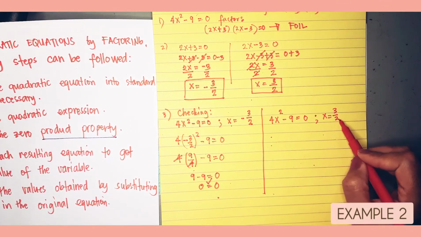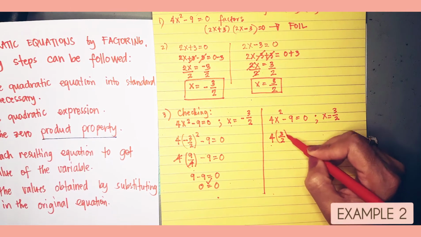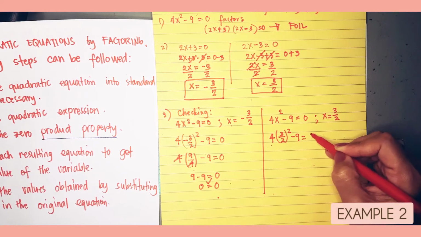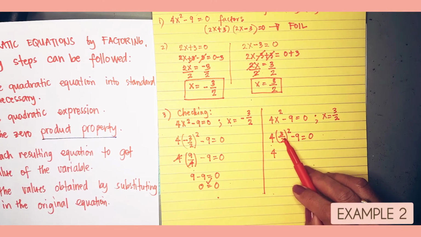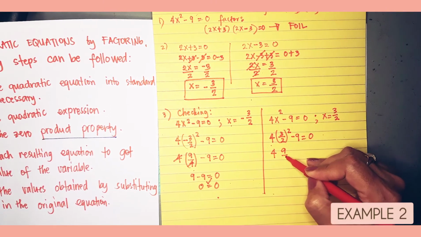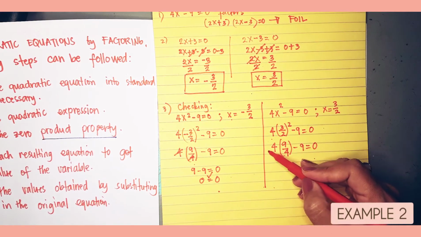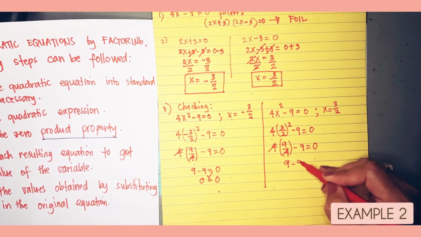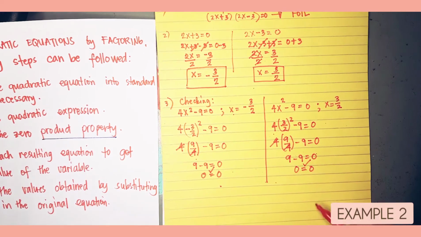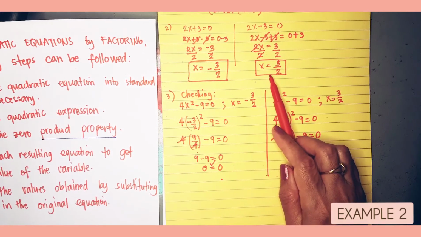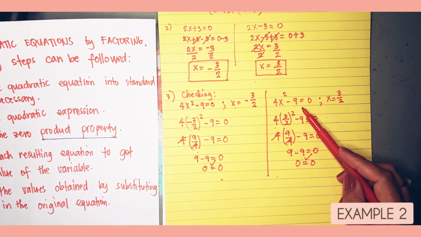Substitute the value of x, which is 3 halves. We have 4 times 3 halves squared minus 9 equals 0. So 4 times the square of 3 halves is 9 over 4, minus 9 equals 0. So you can cancel out 4, and you have 9 minus 9 is 0, and 0 is equal to 0. So again, the second value of x, which is 3 halves, satisfies the given equation.